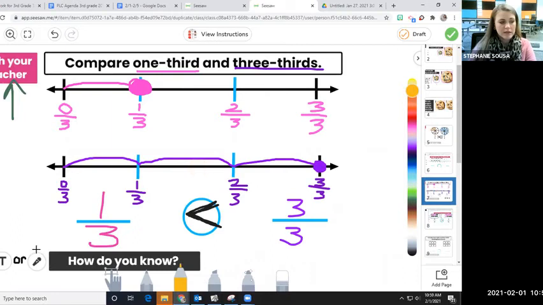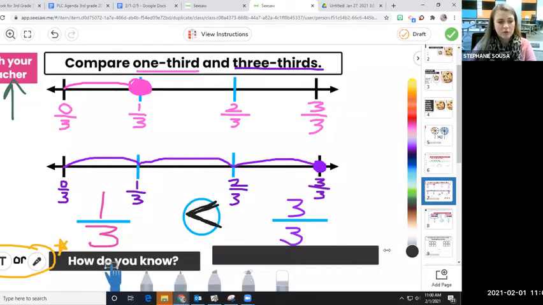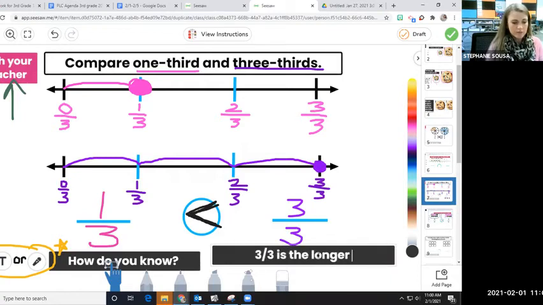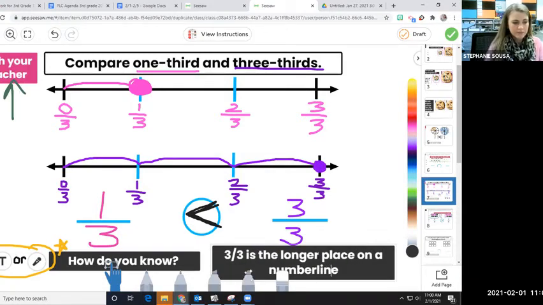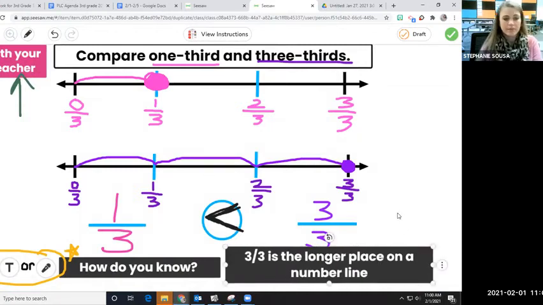Okay. We are asked down here to use the typing or microphone to explain how you know. You can't use the microphone if you are on Zoom because you'll hear me. So let's all use the typing tool and we are going to explain how we know. So we know because 3 thirds is the longer place on a number line.